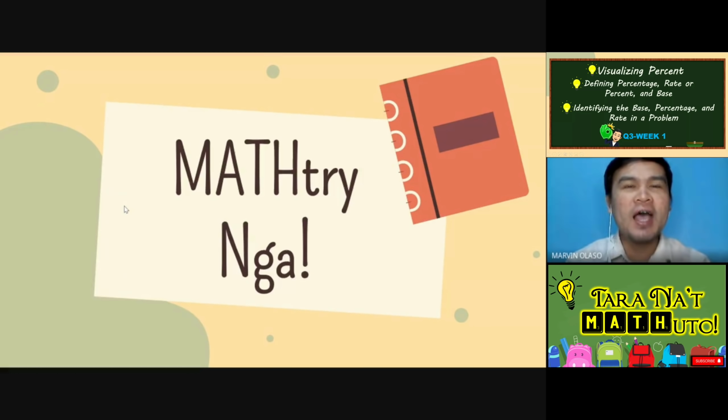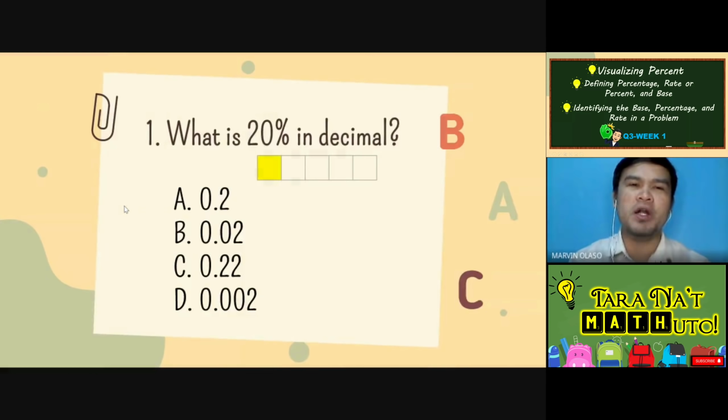Alright, so handa na, paki-pause lang kung gusto nyong basahin ng paulit-ulit. Let's start with our first number. Number 1. What is 20% in decimal? Looking at the illustration, A. 2 tenths, B. 2 hundredths, C. 22 hundredths, D. 2 thousandths.